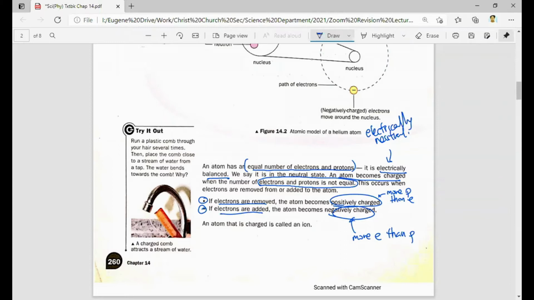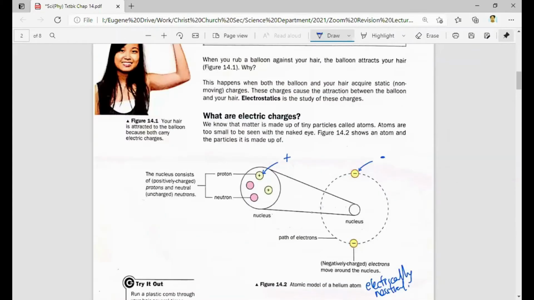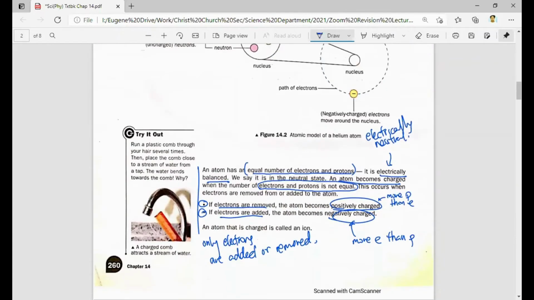So, the key idea after reading through all this is that only electrons are added or removed. Again, only electrons are added or removed. The key point is that atoms become charged only when electrons are added or removed. Do take note, protons are not added or removed. It's only the electrons.